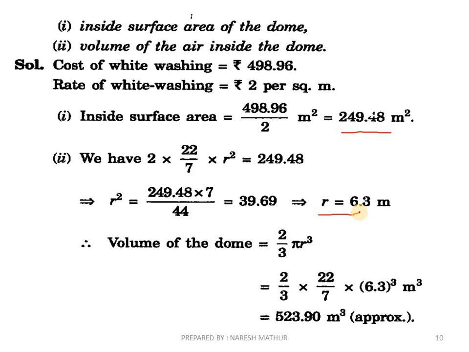Now we have the radius of the dome. We can get the volume by simply applying the formula, that is 2/3 pi r cube. Just put the value of r and get an answer. So here we have 523.90 meter cube approx.